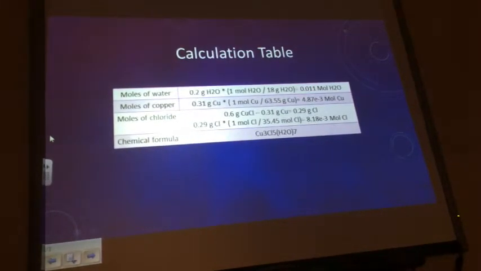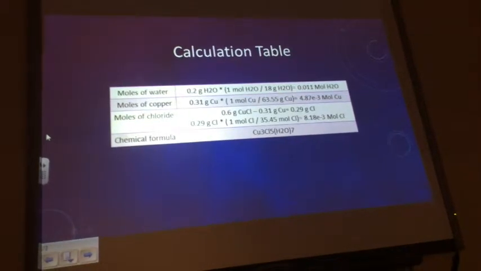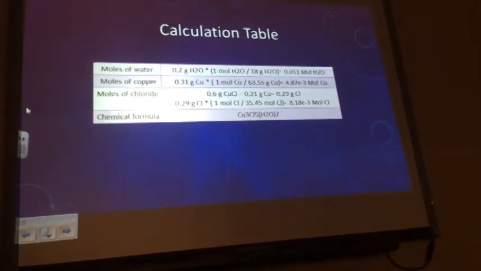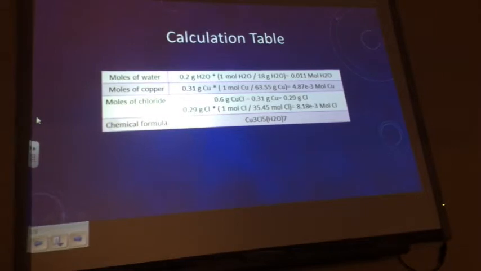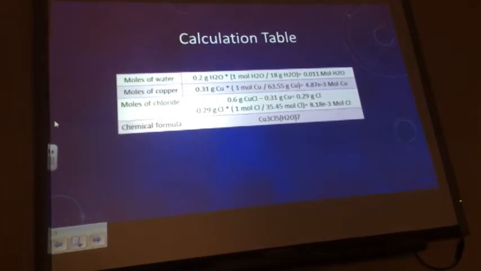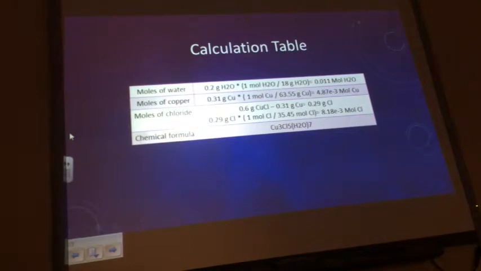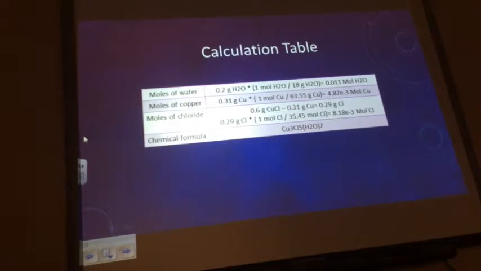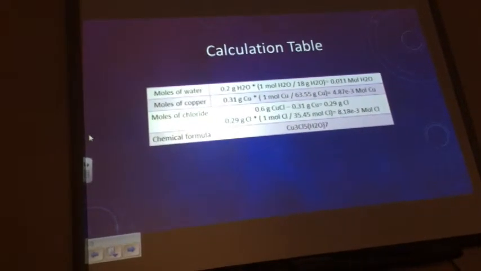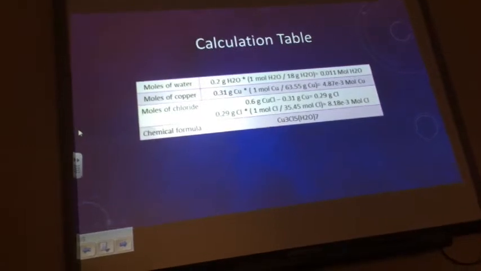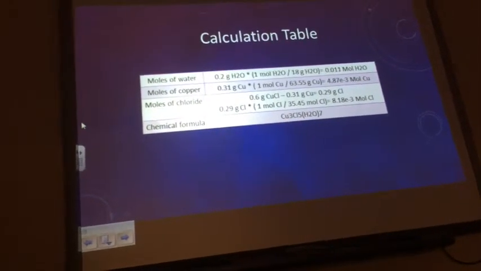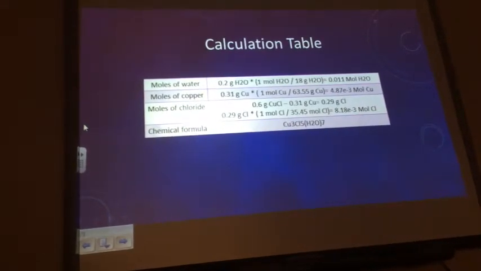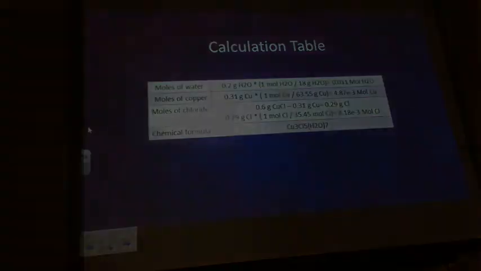For the moles of chloride, first we use 0.6 gram of copper chloride, and we subtract 0.31 gram of copper, and we got the mass of the Cl, which is 0.29 grams. Then we take that 0.29 gram of chloride, we multiply it by 1 mole of chloride over 35.45 grams of chloride, and we got 8.18 × 10^-3 moles of chloride.